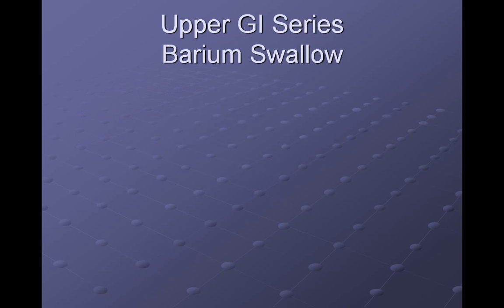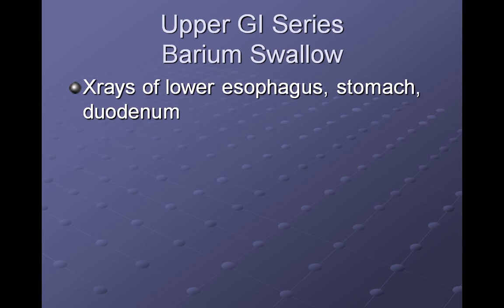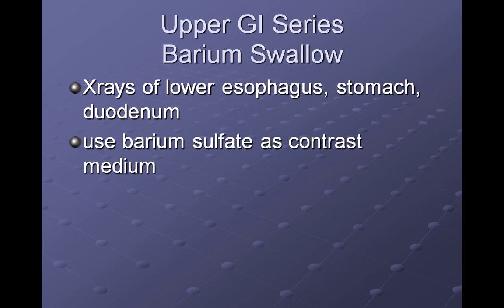Diagnostic tests, upper GI series, and I want you to look up each test and read more detailed information as you go through your text and other resources. A barium swallow is an x-ray of the lower esophagus, stomach, and duodenum. They use barium sulfate as contrast medium, and a barium swallow can be used to detect tumors and ulcers that are located in the esophagus, stomach, or duodenum.